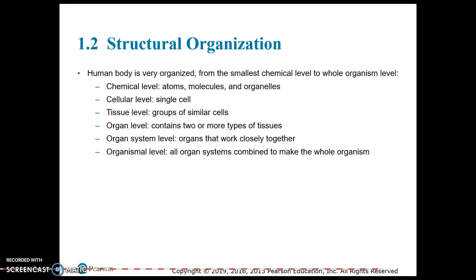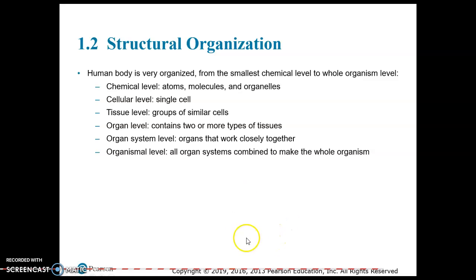All right, 1.2 is structural organization, and I'll just tell you here, this is a review of biology. You will have to know the levels of organization from the smallest or simplest level, which is the atom, to the entire organism. In biology, we go further than the organism, to species and populations and communities and ecosystems and biosphere, but in human anatomy, we will stop at organism.